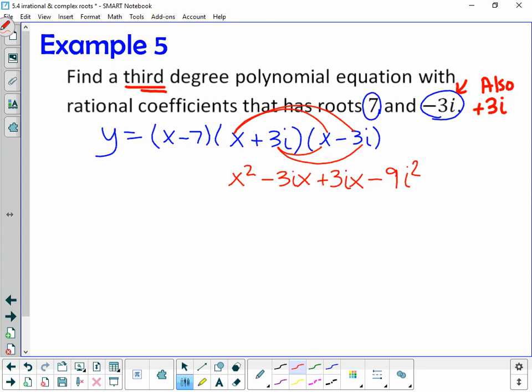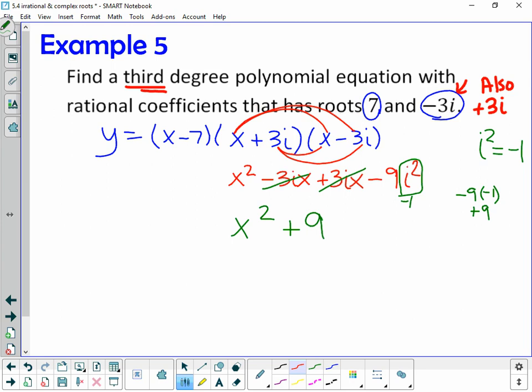So we've multiplied out those first two binomials, and hopefully you noticed while you were doing that we have a negative 3ix and a positive 3ix. Those add up to 0. And maybe you also noticed that we have an i squared here. i squared is equal to negative 1. So if we substitute negative 1 for i squared, we have x squared. And this last term, it's a negative 9 times a negative 1. That's just a positive 9. This is x squared plus 9.